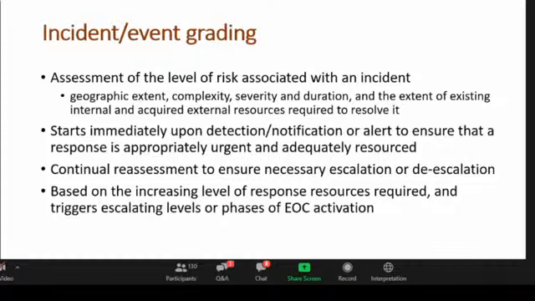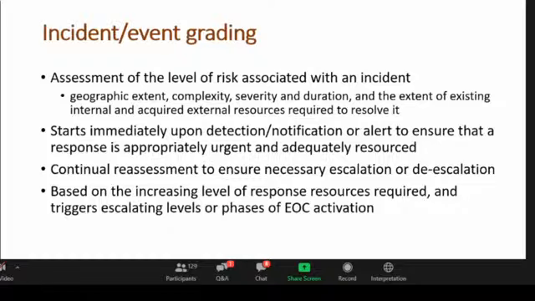Also in this module, we talked about incident grading, because the Conops should also briefly describe the grading system and the process. Emergency grading is the grading of the level of risk associated with an incident or emergency. It is determined by the geographic extent, complexity, severity, etc., and the required resources.